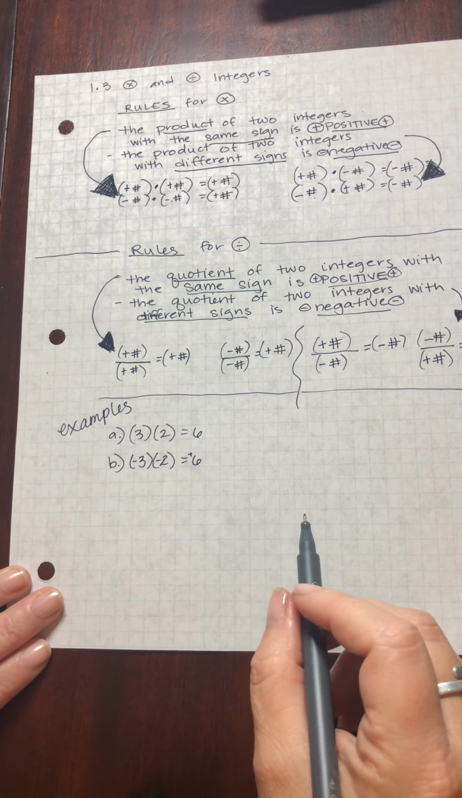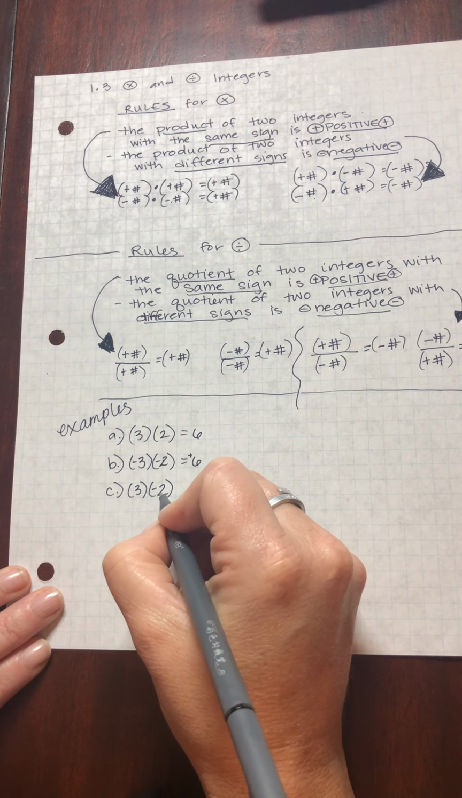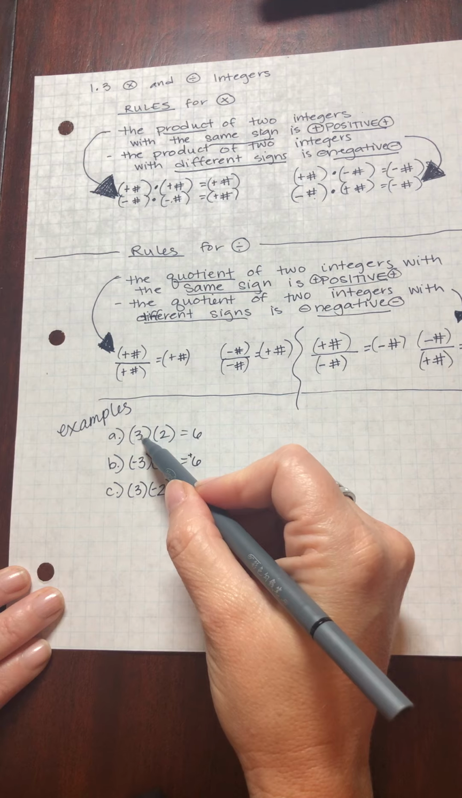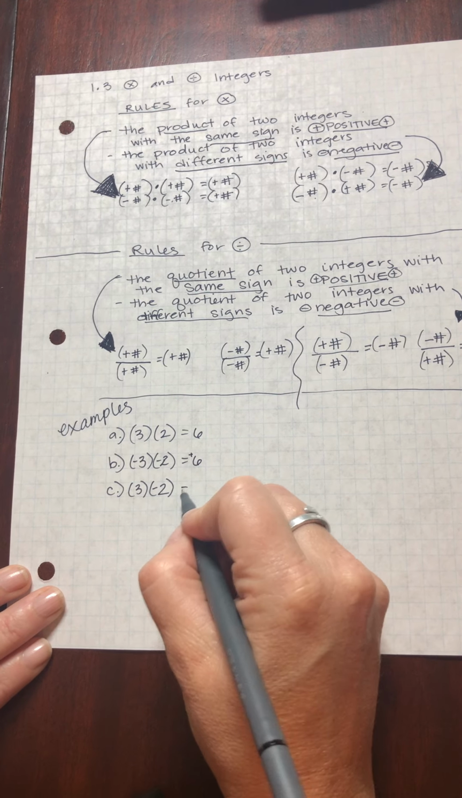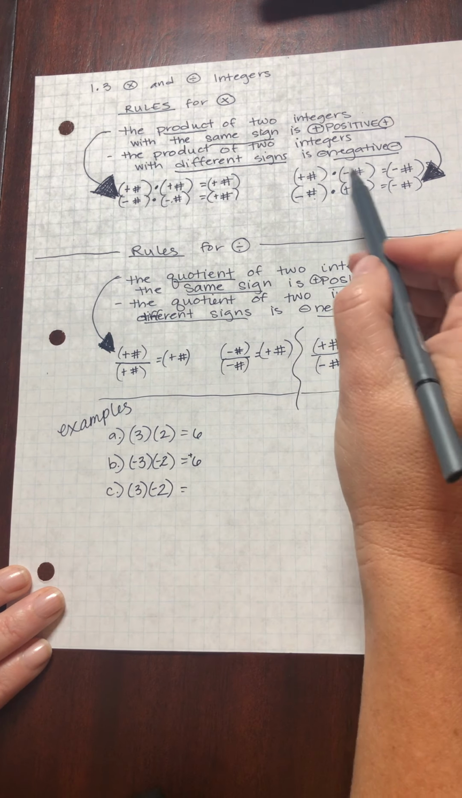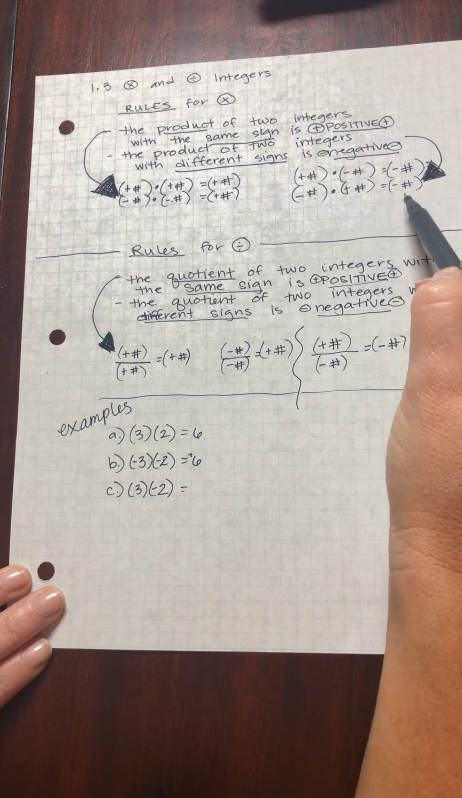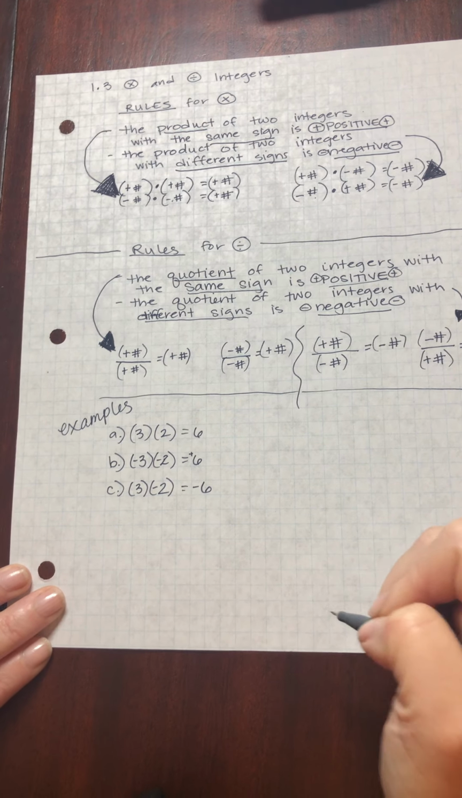Now let's switch it up. Let's say our first number is positive and our second number is negative. So I'm going to take 3 from the A and negative 2 from B, multiply them together. Now I have different signs, and when I have different signs, I'm going to get a negative answer. So my answer is negative 6.